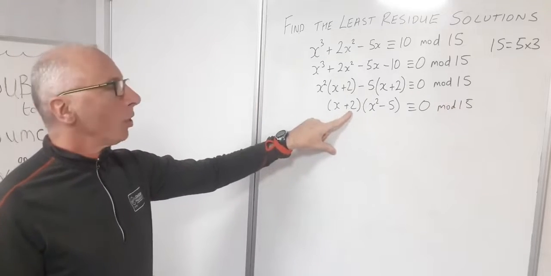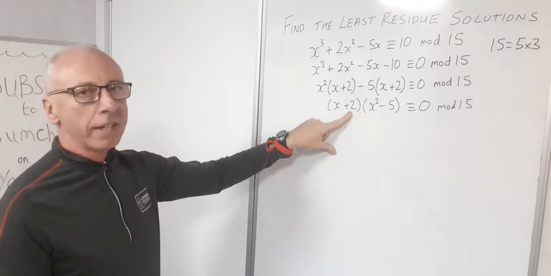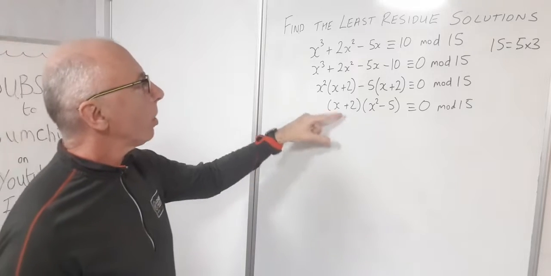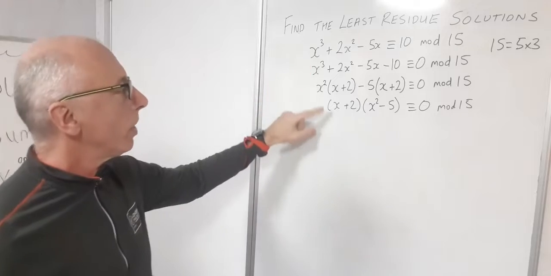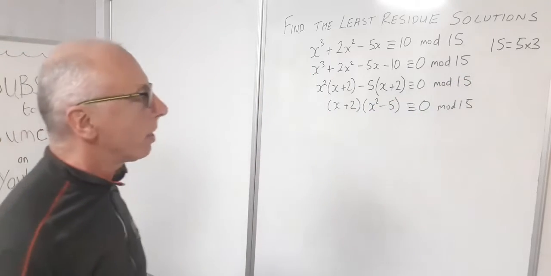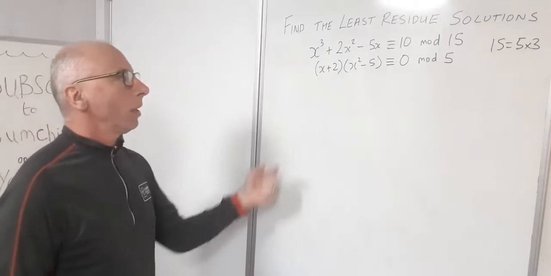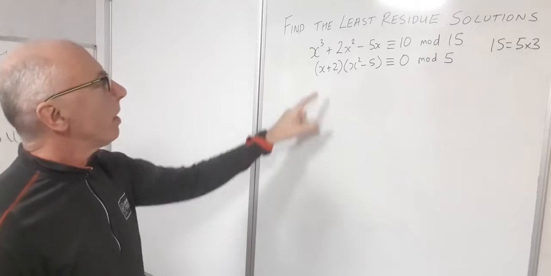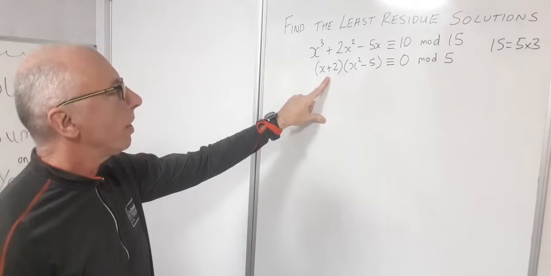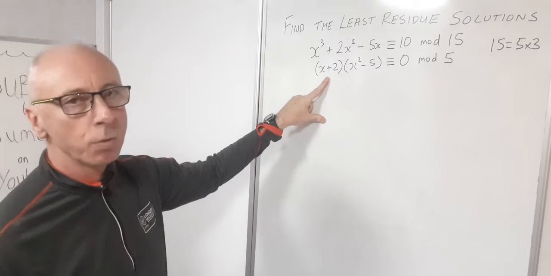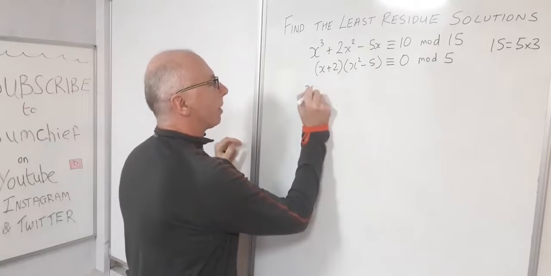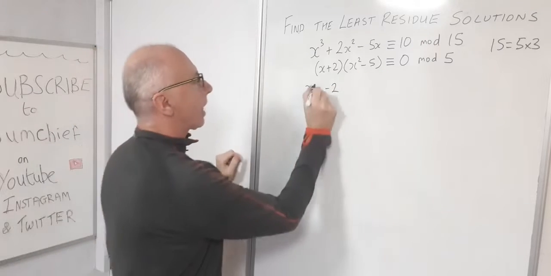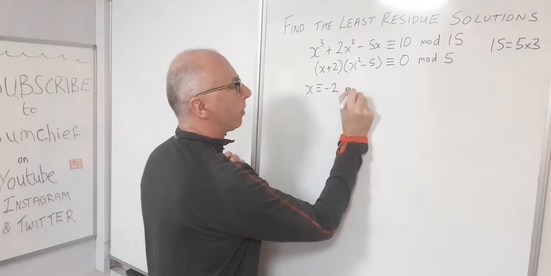So here we've got an x plus 2, so we know we can get an x equals minus 2 in there. Now let's bring this up to the board here and let's start solving this modulus 5 and modulus 3. So I've got my factorisation here and I've set it to 0 modulus 5. As I've got my x plus 2 here, I know that one of my solutions will be x equals minus 2. So x equals minus 2. Now as we're dealing with a congruence, x is congruent with minus 2 mod 5.